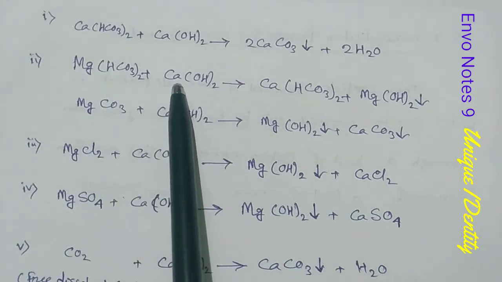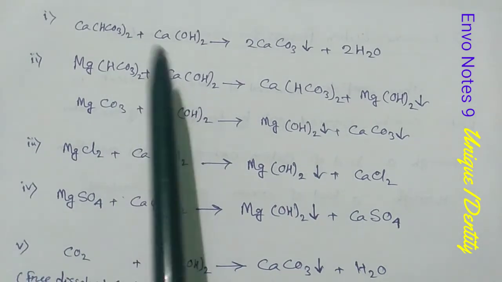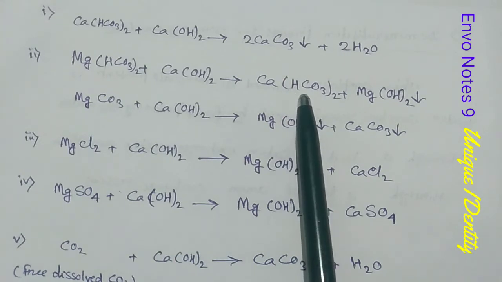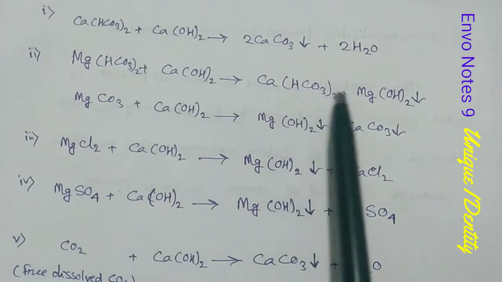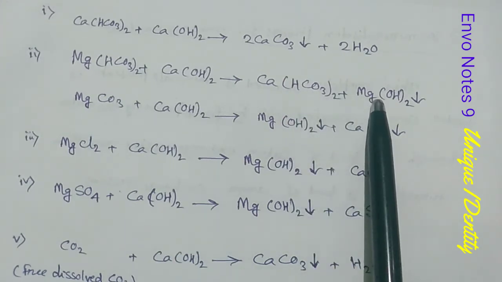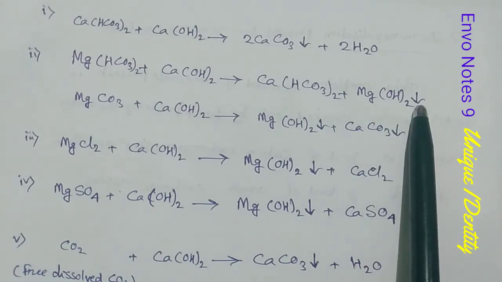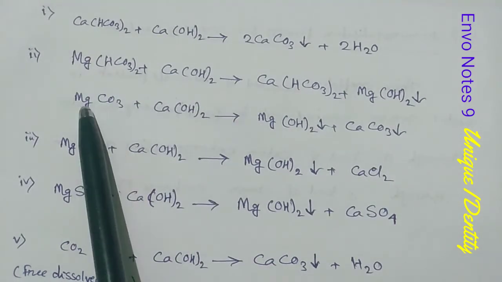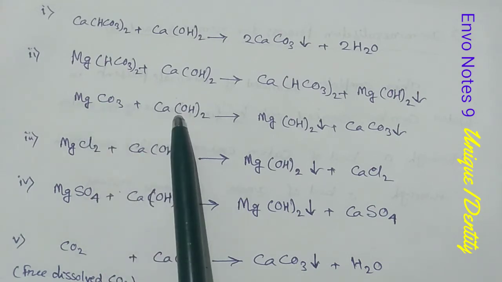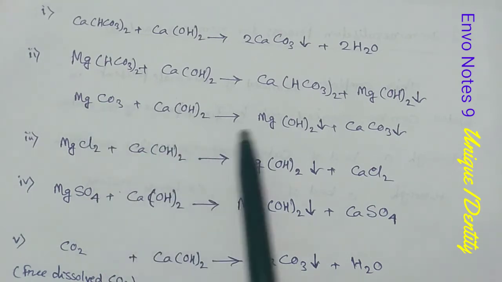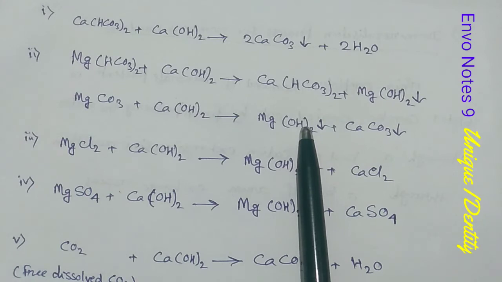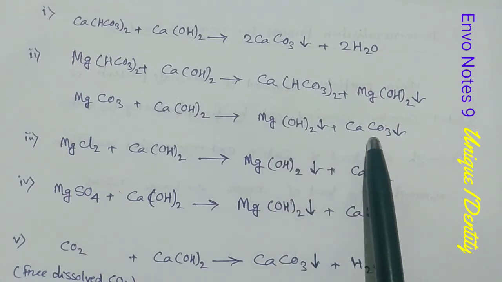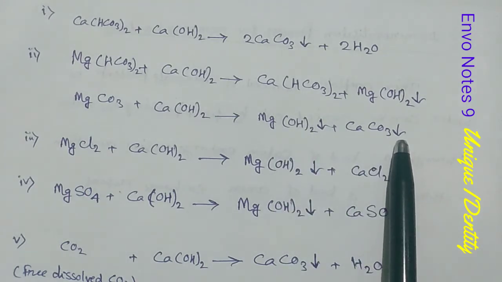Magnesium bicarbonate plus calcium hydroxide, that means lime, gives calcium bicarbonate plus Mg(OH)2, that is magnesium hydroxide precipitation. Also, magnesium carbonate plus calcium hydroxide gives the precipitation of magnesium hydroxide plus calcium carbonate precipitation.